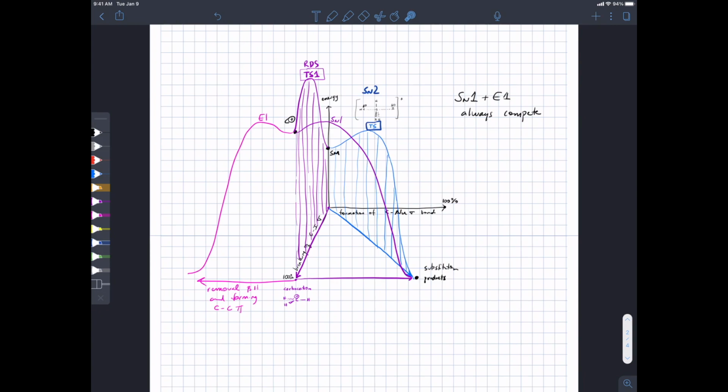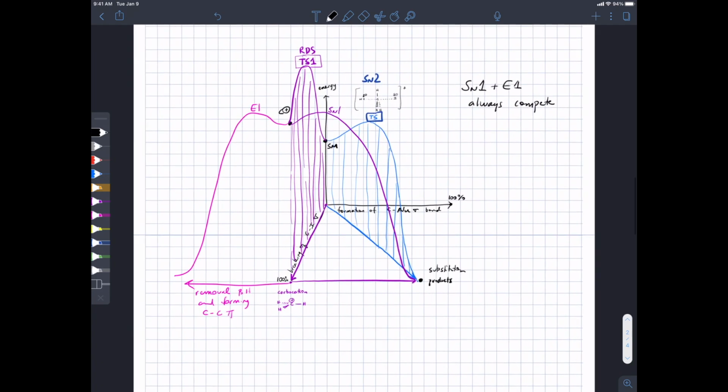Now, the other secret we're going to tell you is that if you have a strong base, it's not going to wait around for the leaving group to leave. It's going to do E2 type chemistry. And if you have a strong nucleophile, it's not going to wait around for the leaving group to leave unless it has to, like if it's a tertiary substrate.